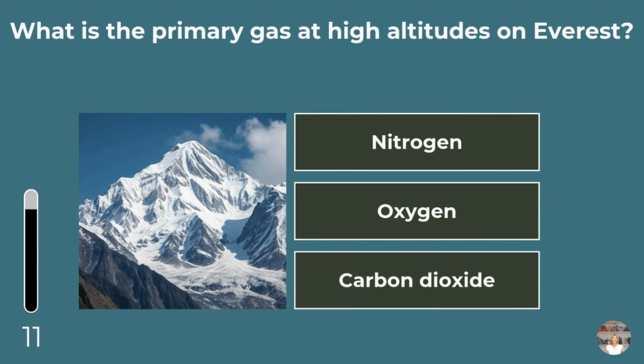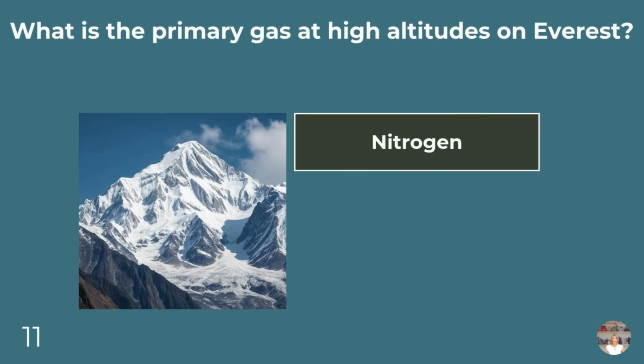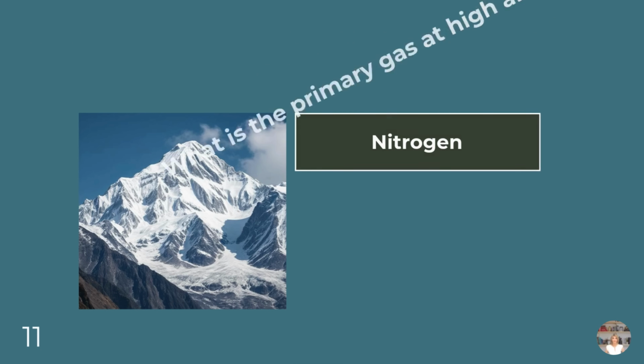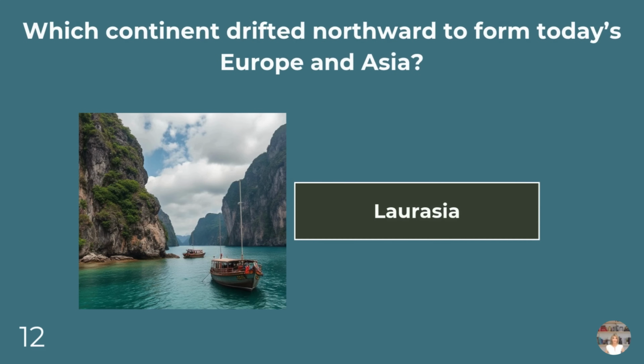What is the primary gas at high altitudes on Everest? Nitrogen, oxygen, or carbon dioxide? Nitrogen. Which continent drifted northward to form today's Europe and Asia? Gondwana, Laurasia, or Pangaea? Laurasia.